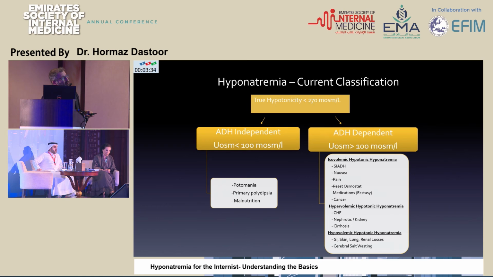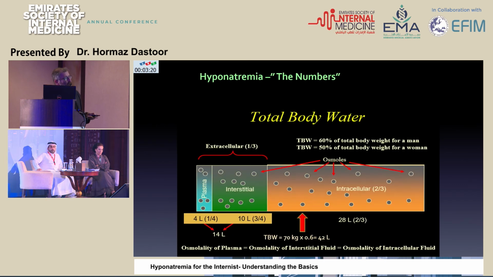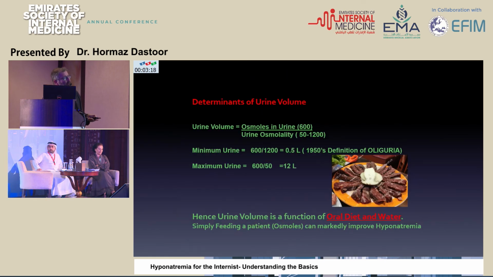An example of isovolemic hyponatremia is SIADH, hypervolemic is CHF and nephrotic syndromes. Hypovolemic is like GI losses, etc. So quickly, let me go over here. I only have 3 minutes.